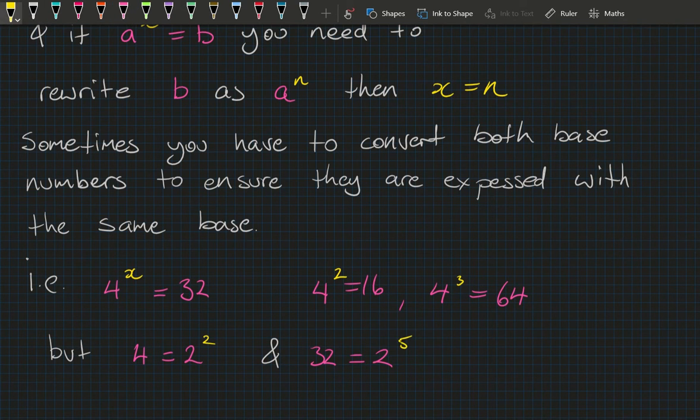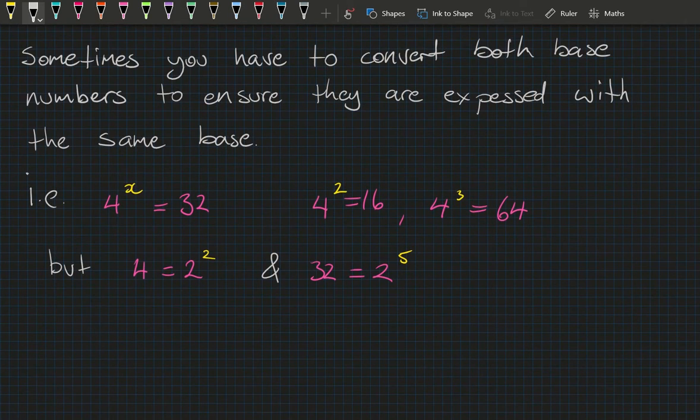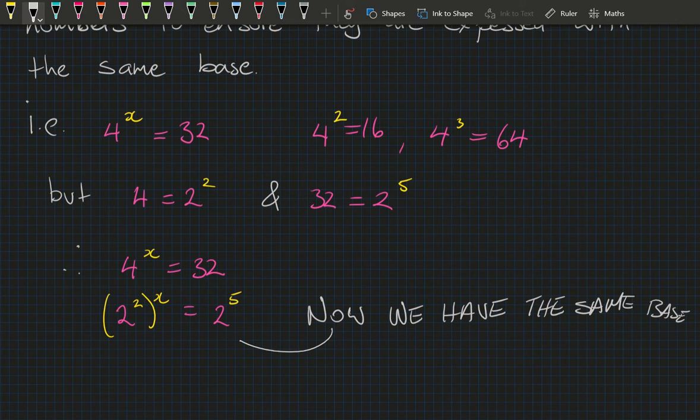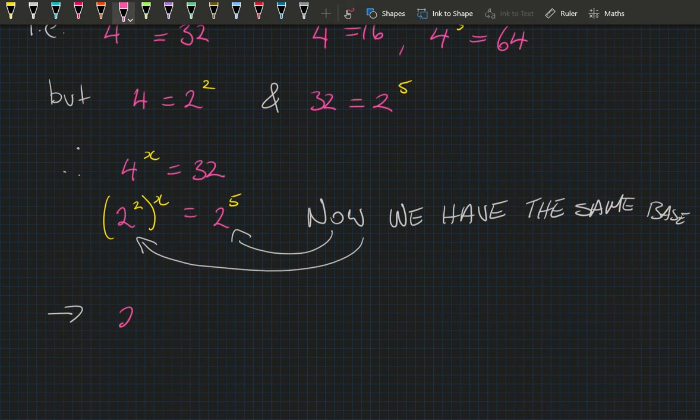So now we could start again with 4 to the x equals 32 and sub in these powers of 2. So we'd now have 2 to the 2 raised to the x is equal to 2 to the 5. And now we have the same base. So we can now see that 2 to the 2x is equal to 2 to the 5 just by using law 3. And therefore 2x has to equal 5, which of course means that x must be equal to 5 on 2.